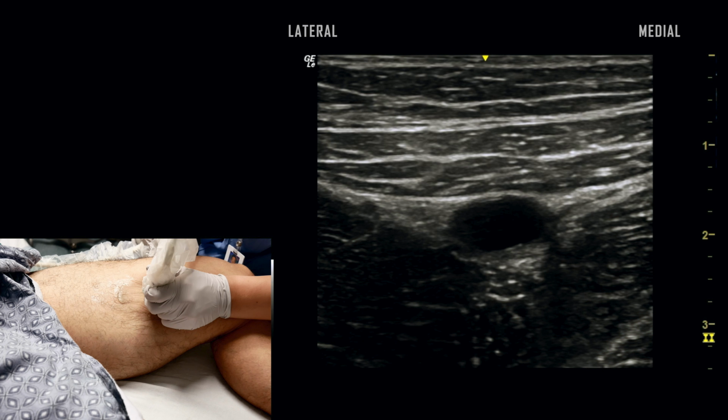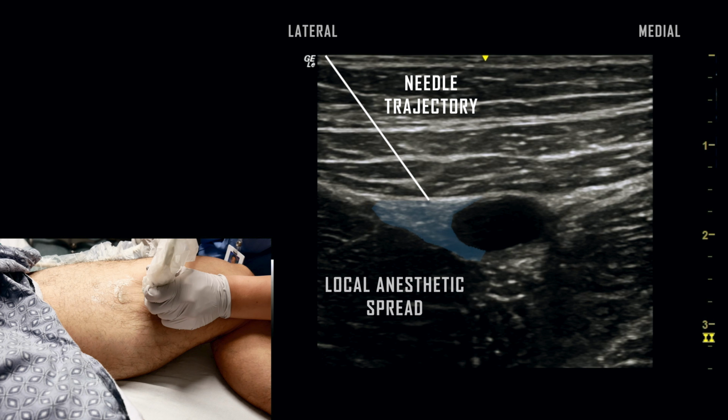At a more proximal level, the saphenous nerve is positioned anterolateral to the femoral artery between the sartorius and vastus medialis. The needle trajectory and distribution of local anesthetic is demonstrated.